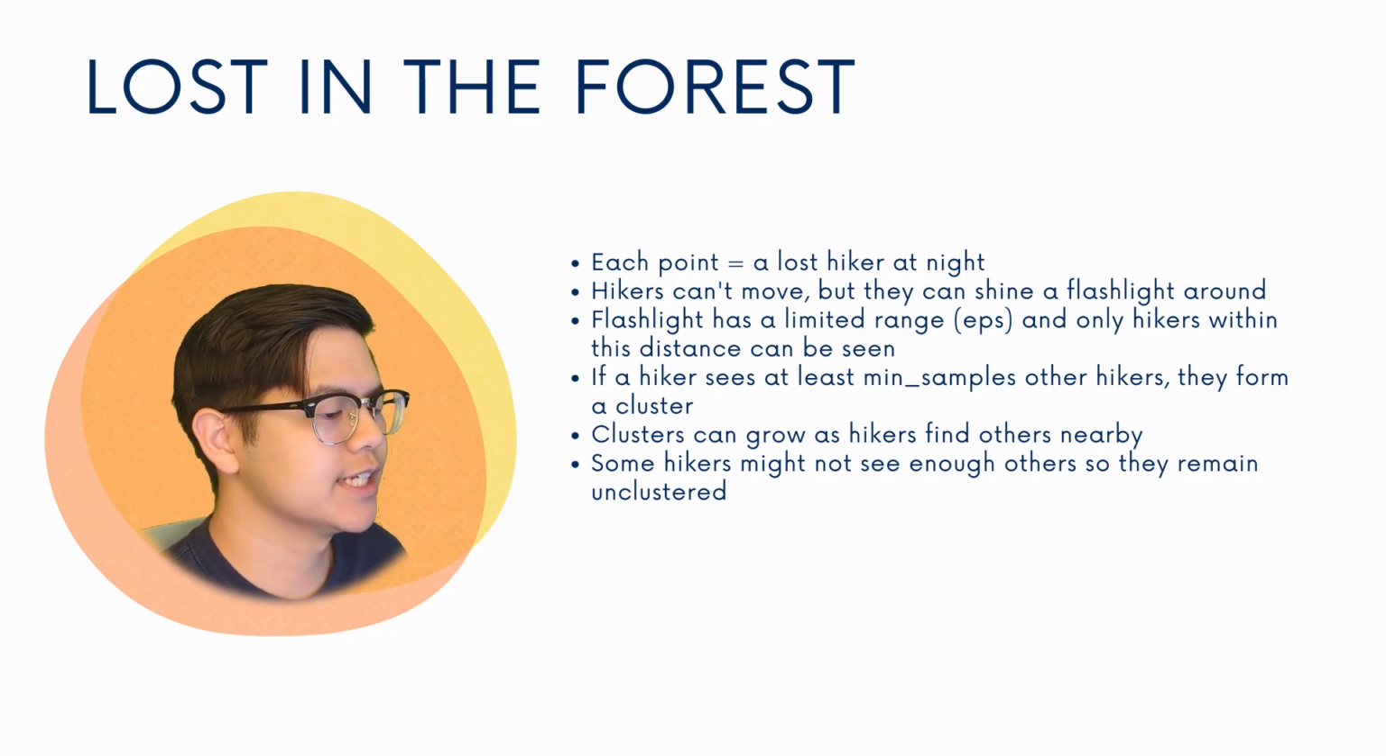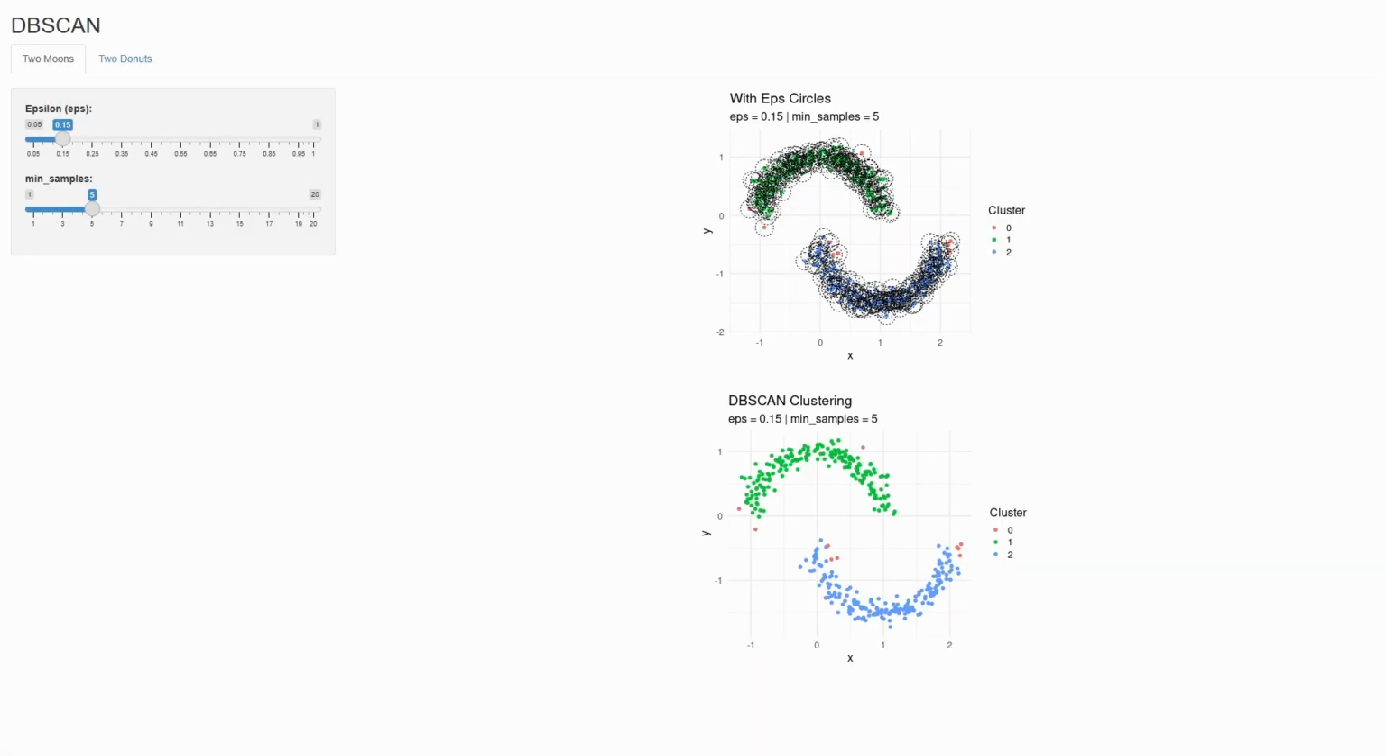Eventually, the number of hikers in a cluster can grow as they look for each other. The minimum number of hikers they must see is the parameter min samples, and it's also possible that some hikers are overlooked and not part of any cluster. Here is a visual demonstration with 2 moons. You may have noticed that the algorithm automatically selects the number of clusters. Therefore, we do not need to specify k. Another thing that you may have noticed is that some points are not part of any clusters and are labeled as outliers, shown in the red dots. This is unique to density clustering algorithms and can help deal with extreme data points.